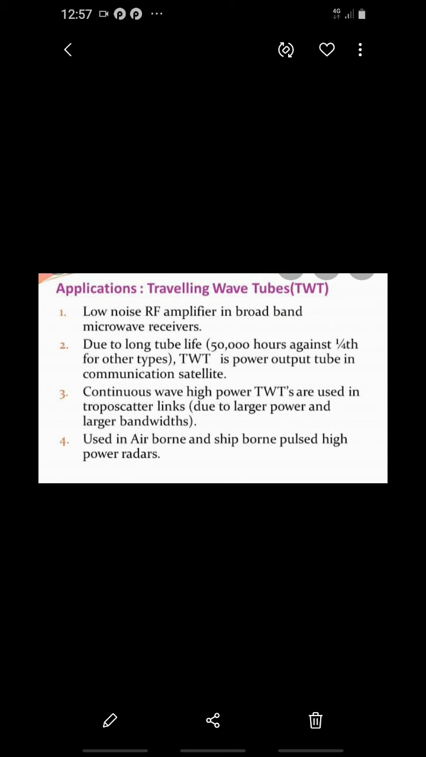So here the TWT is a low noise RF amplifier in broadband microwave receivers, repeater amplifier in wideband communication links and coaxial cables, used as an output tube in communication satellites, and used in airborne and shipborne pulsed high power radars. This is about the TWT, its operation and applications.